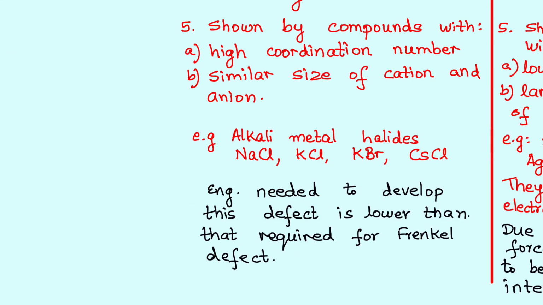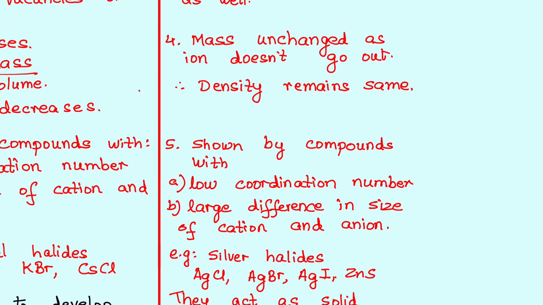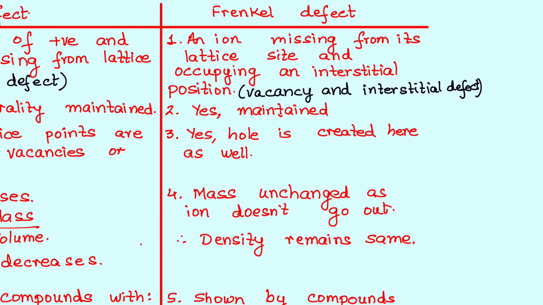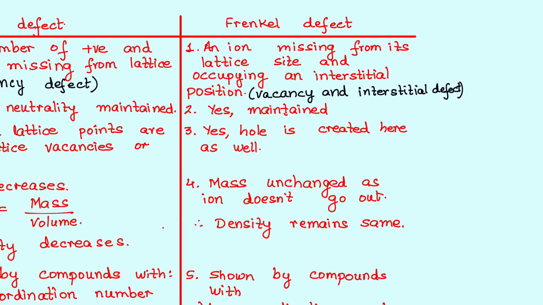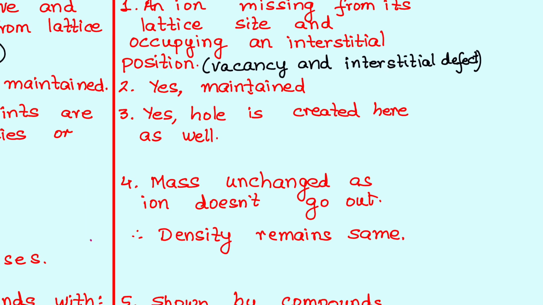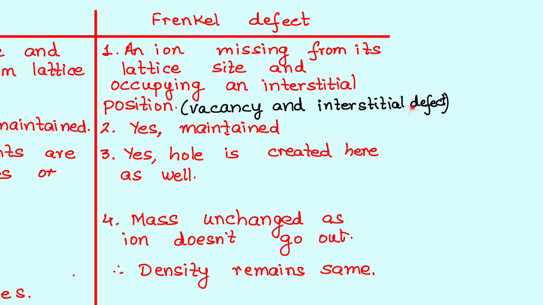So let us jot down our points for the Frenkel defect. Frenkel defect is where an ion goes missing from its lattice site and occupies an interstitial position. That is why we call it a vacancy and interstitial defect.